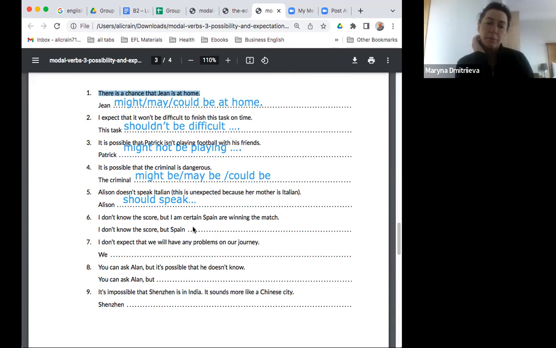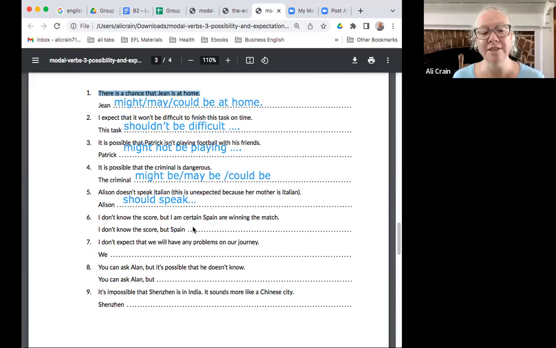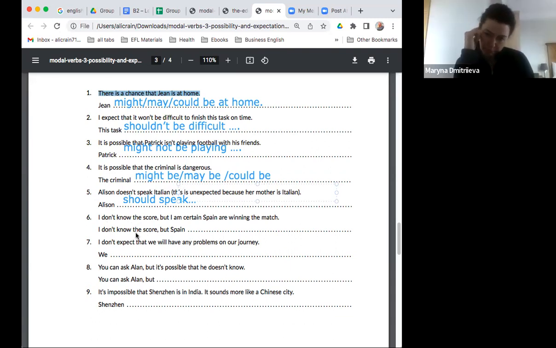And could we say might or may or something like that? We could potentially say Alison might speak. But because of this portion of the sentence, this is unexpected, the best choice would be Alison should speak this. It would be expected that she would speak that. If we change the sentence around some and say that Alison's mother is Italian, then we could say Alison might speak Italian.